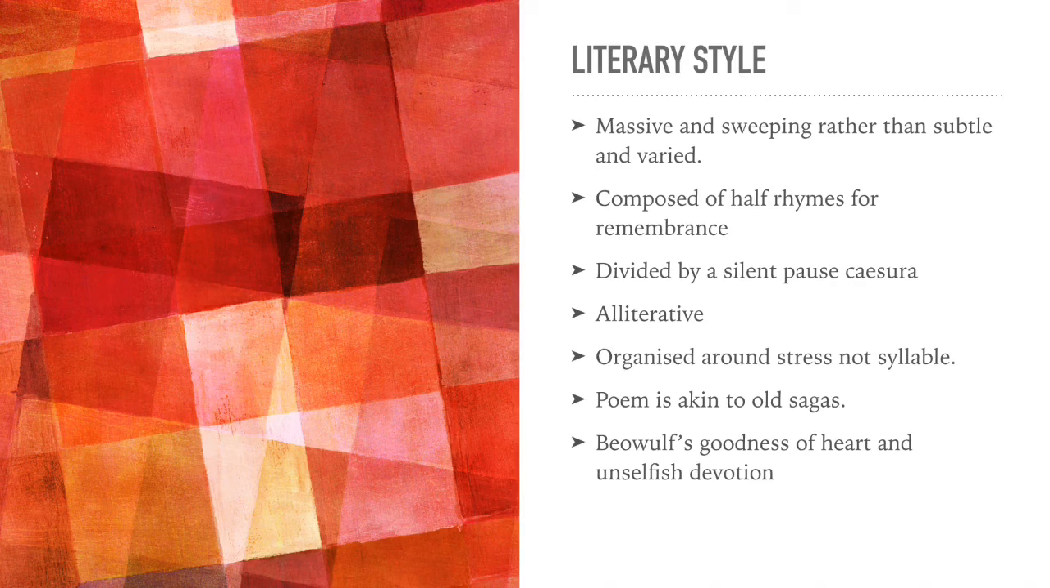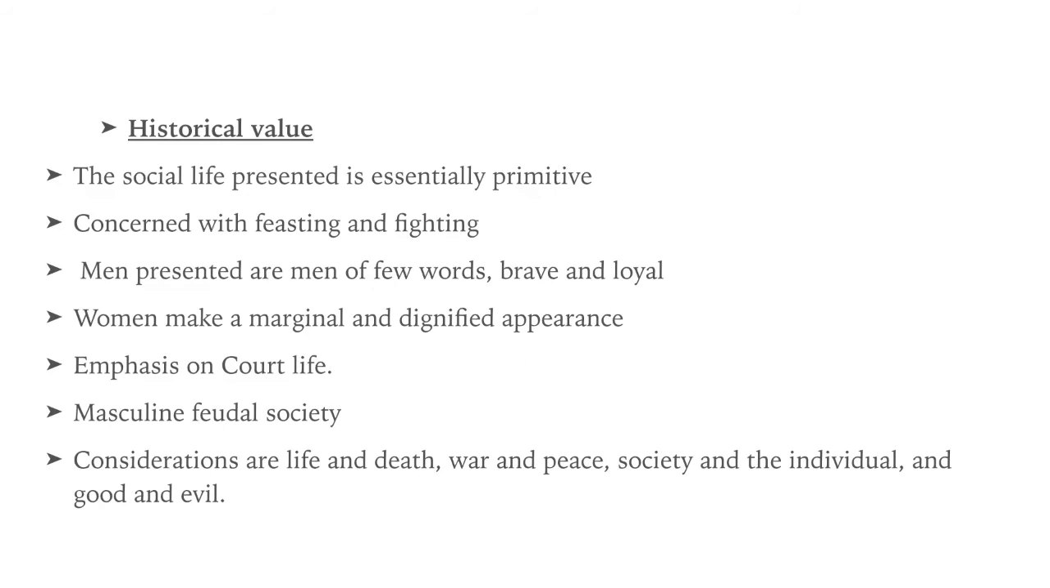Let's look at its literary style. Actually, its literary style is massive and sweeping, rather than subtle and varied. The poem is akin to the old sagas, and like them excels in broad effects and in impressive directness of speech. It is composed of half lines for remembrance, which are divided by a silent pause, caesura. Obviously, the poem is alliterative. It is organized around stress, not syllable.